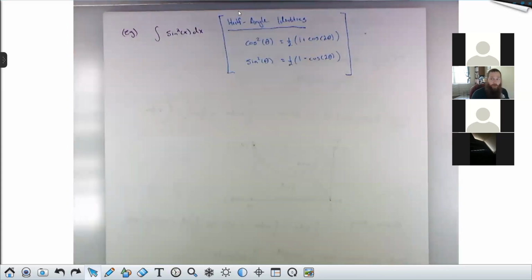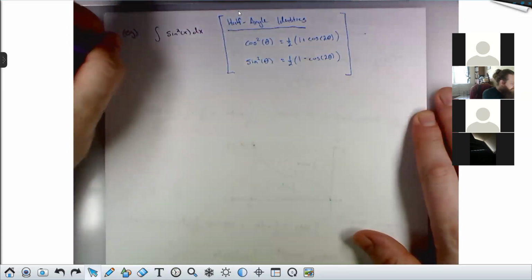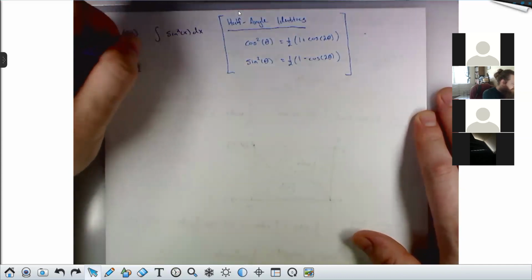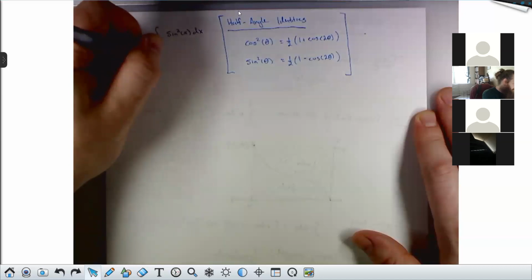So if you're looking at a sine cosine integral and there is no odd power, you're just going to beat the thing to death with half angle identities until you get to a place where you know how to do the integral. So I'll show you here in this nice simple case. Sine squared is 1/2 times 1 minus cos of 2 theta.